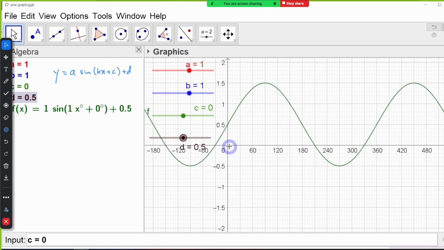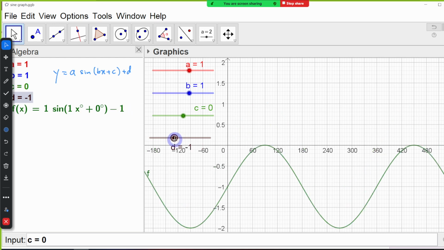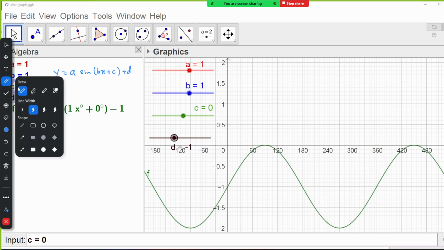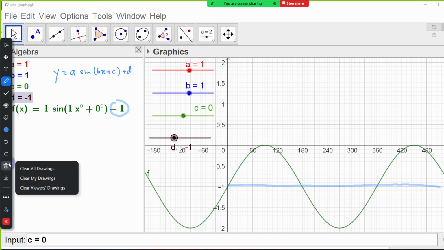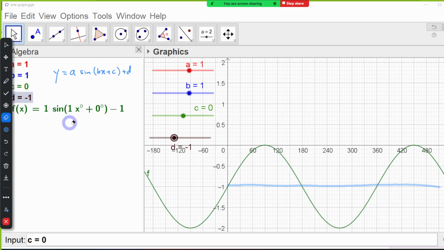If this is 0.5, the midline is over here, y equals 0.5. If this is negative 1, you will notice that the midline is over here. Midline is middle line. So this means that when you look at this number at the back here, you actually know the middle line of the trigonometric function. Later on I will show you how we sketch this type of graph.